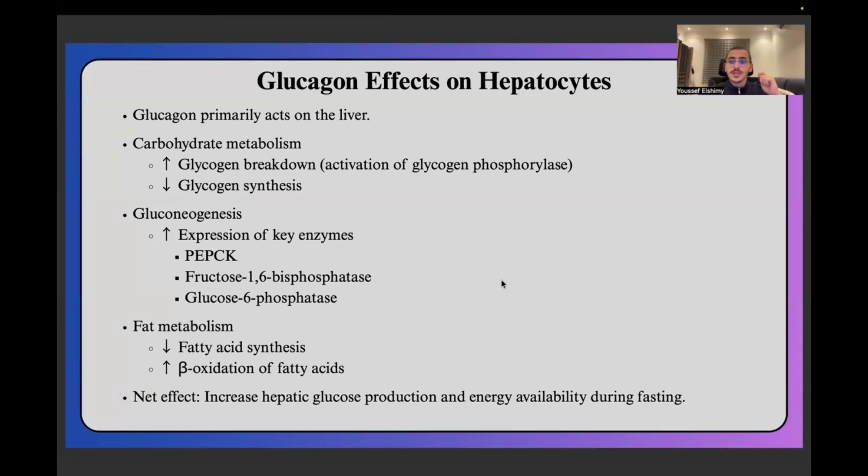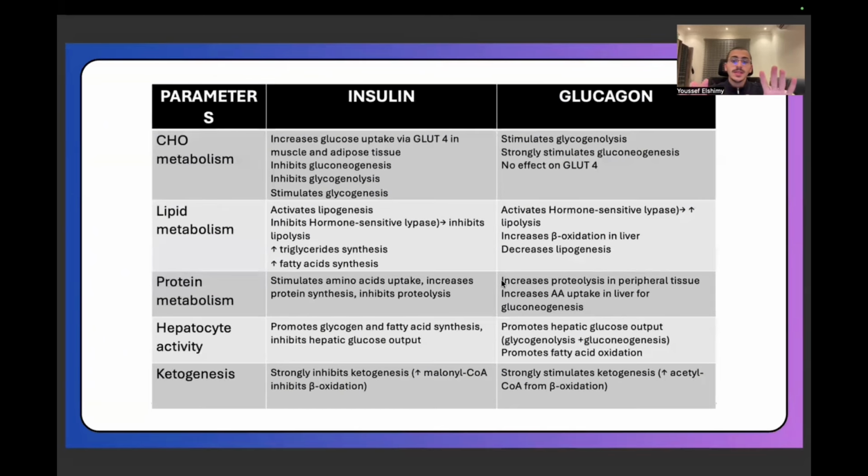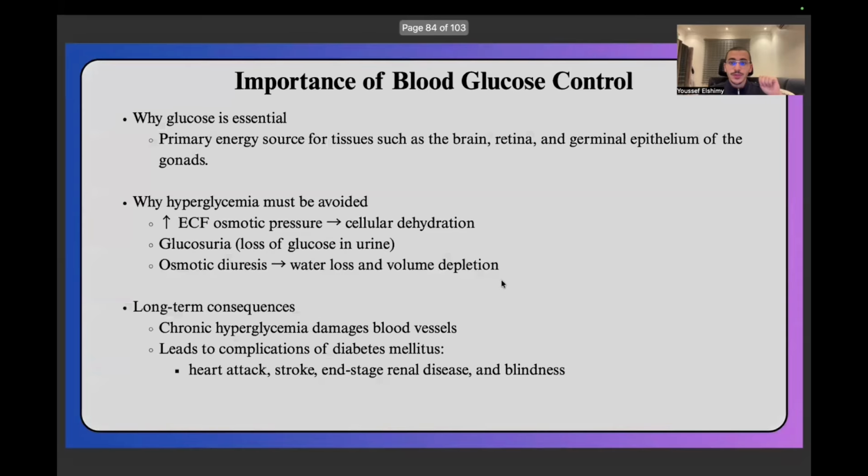Also, regarding the gluconeogenesis or the production of glucose, it increases the expression of some enzymes to facilitate the production of glucose through gluconeogenesis. It increases the expression of PEPCK, fructose 1,6-bisphosphatase, as well as glucose 6-phosphatase. And for the fat metabolism, it also decreases fatty acid synthesis and increases the beta oxidation of fatty acids. So the net effect is there would be increased hepatic glucose production and energy availability during fasting. Okay, and this basically covers the effects of insulin as well as glucagon. Go over it real quick. Inshallah, I've made it easier for you guys.